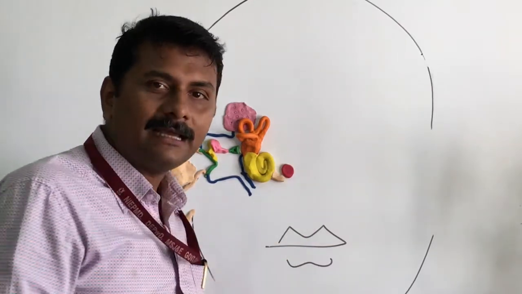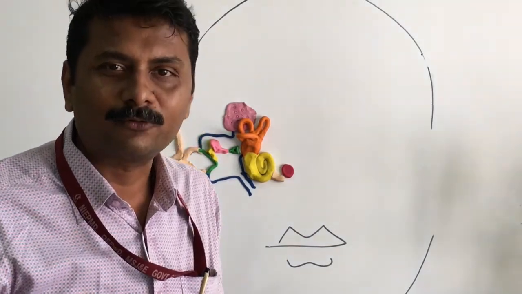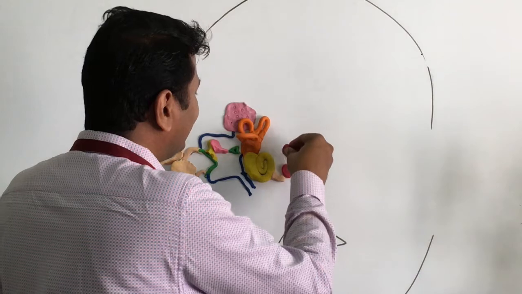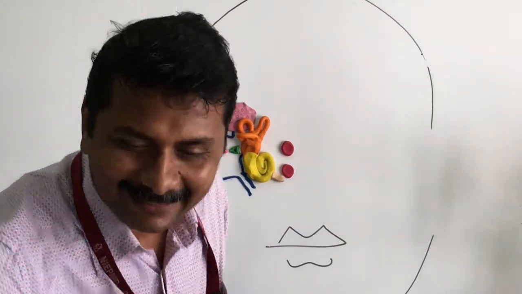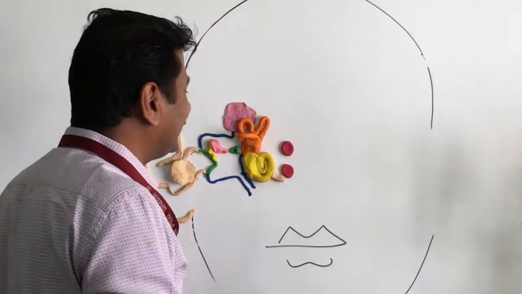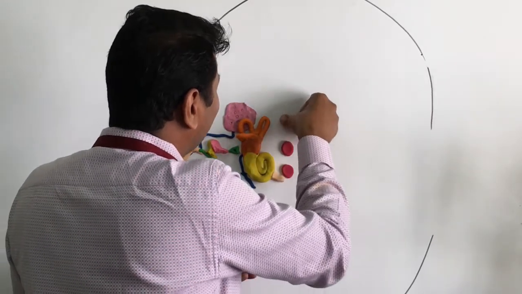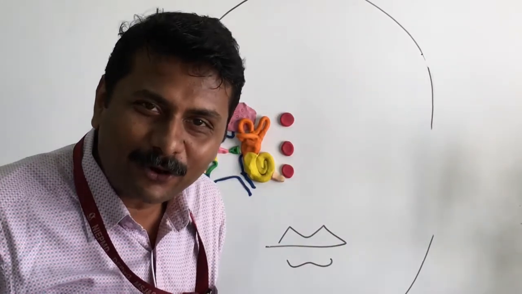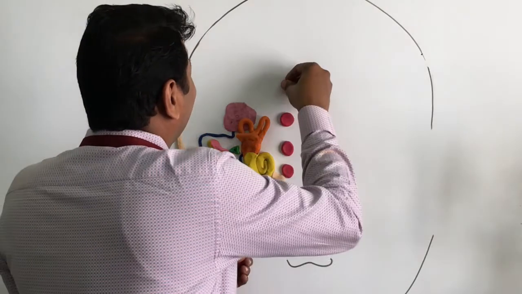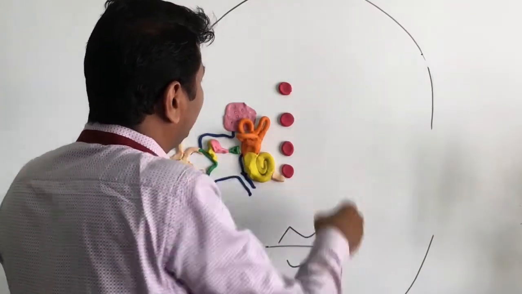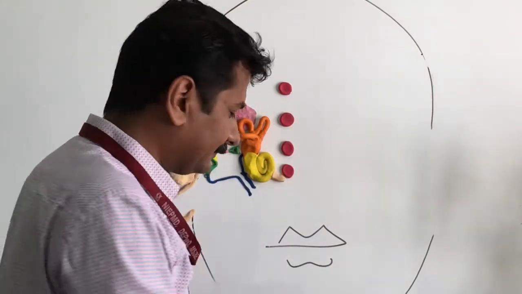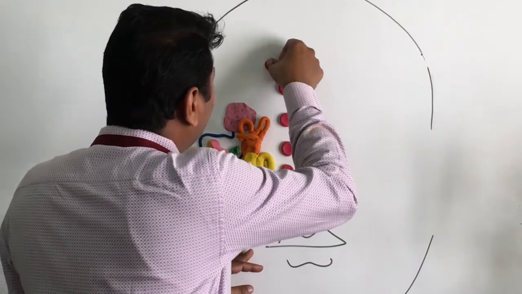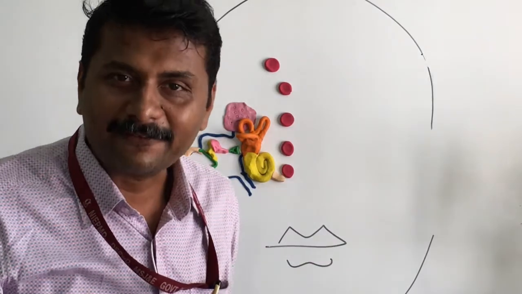The first nuclei would be the cochlear nucleus. The second nuclei would be the superior olivary complex. The third would be the lateral lemniscus. The fourth would be the inferior colliculus, then the medial geniculate body, and the final would be the auditory cortex.